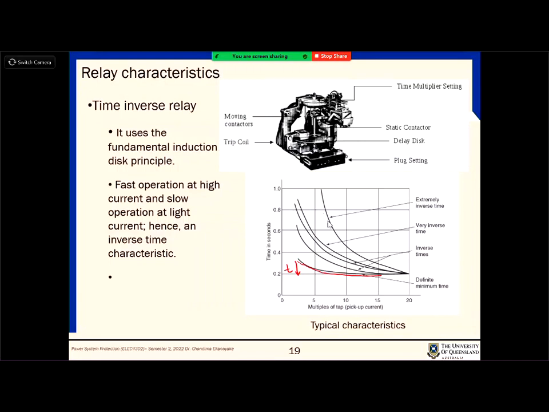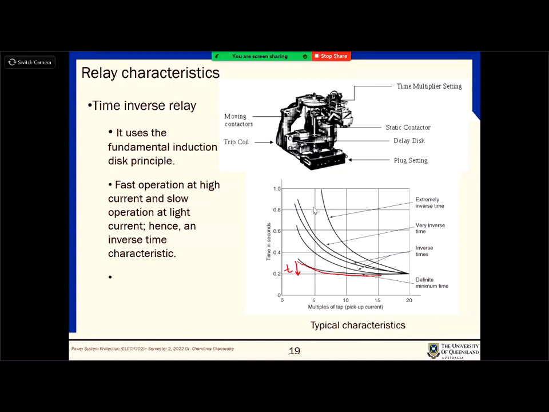As you can see here, when the current magnitude increases from left to right, the operating time reduces. So that is basically the time inverse characteristic. You will learn about this time inverse relay when we look at the overcurrent relays, right? So it's a very fast operation when the current is high, very slow operation when the current is low. It is good in a way, because more damage occurs when the current is high, so at very high current it operates very fast.